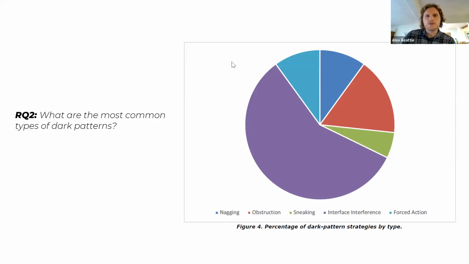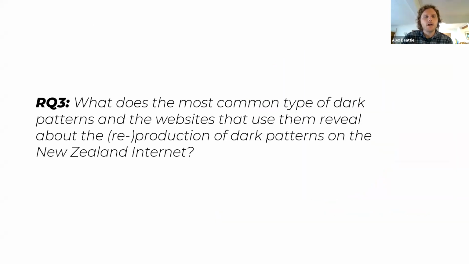But I think the research question that is the most interesting is this last one, research question 3, which basically means, so now that we know that dark patterns are deployed in New Zealand web around the purchasing process and most often interface interference, okay, what does that say about why dark patterns are deployed? I've got some visuals to explain that.